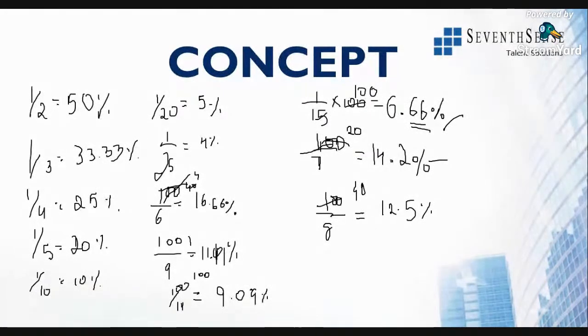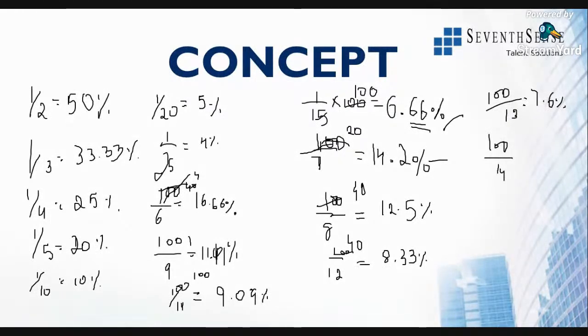Next, 1 by 12. So 100 by 12, 12 into 8 is 96, remainder is 4. Then point and 0, 12 3s are 36. Again, it keeps on going. The value is 8.33. So 1 by 12 is 8.33. Next, 1 by 13. It becomes 100 by 13. So 13 into 7 is 91. 9 is remaining. 13 into 6 is 78. So 7.6.